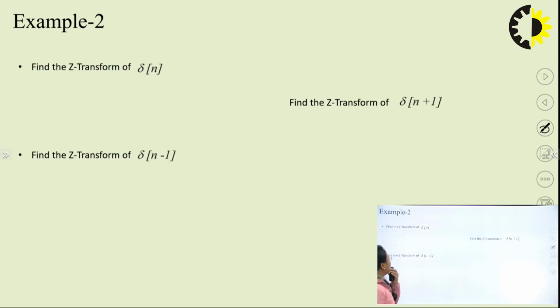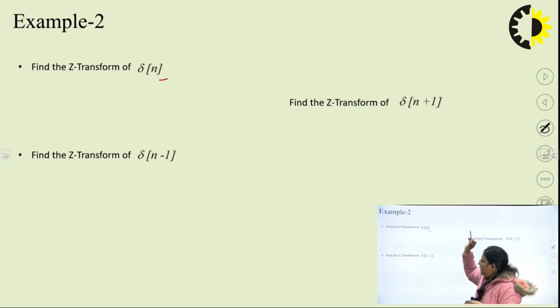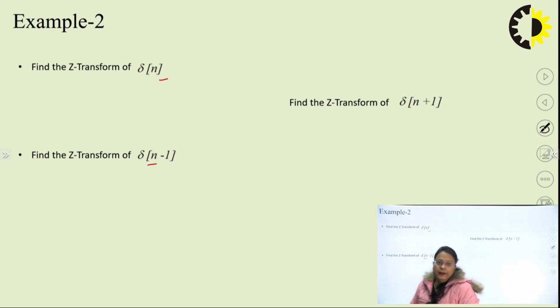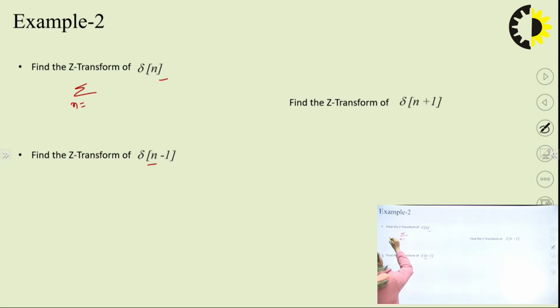Now, another example. I have taken 3 examples together so that we can compare as well, right? We have to find the ROC of the impulse function delta n and the shifted impulse function, on the right side as well as on the left side. So for the Z transform of the impulse function, if I put the formula, X(z) will be equal to the summation from n equals minus infinity to infinity of x(n) z to the power minus n.